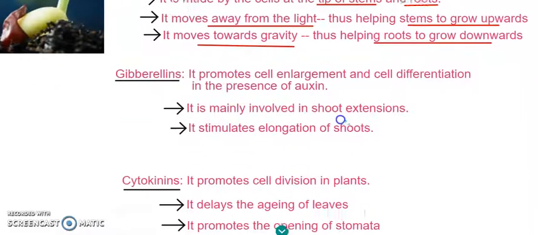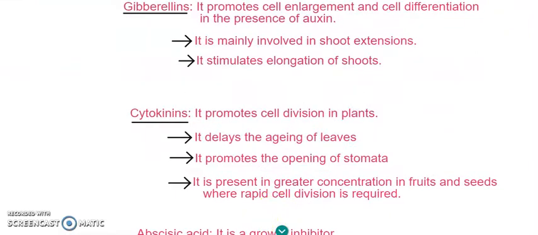The next hormone that we're going to look into, cytokinin, is very helpful for cell division in plants. It helps in aging of leaves. It helps in opening the stomata. But the major function of cytokinin is to help the fruit and seed to grow and mature.